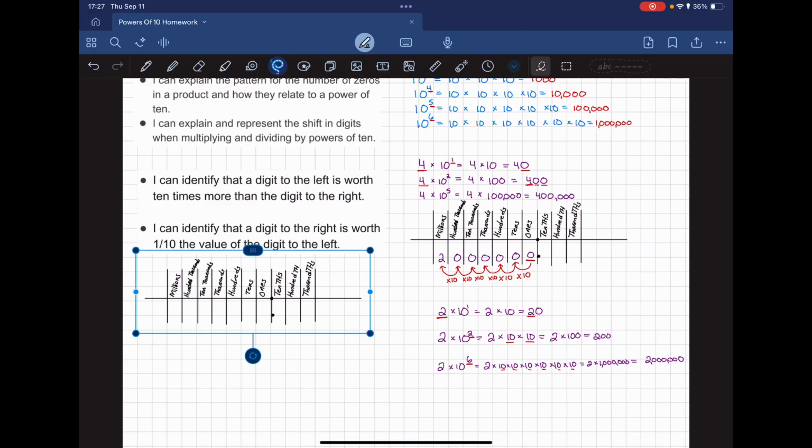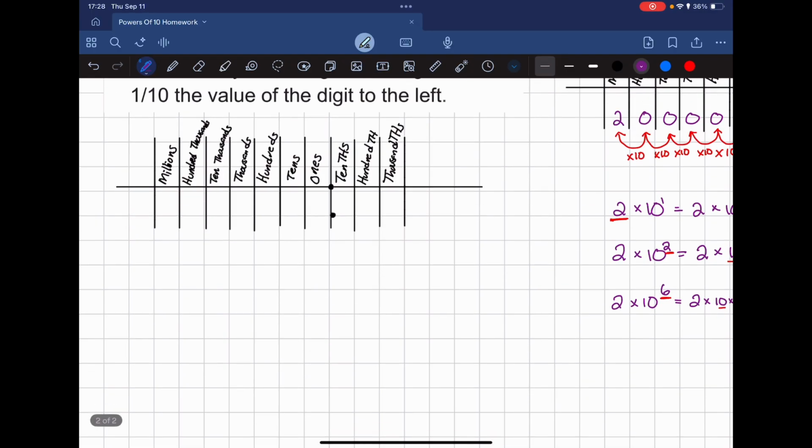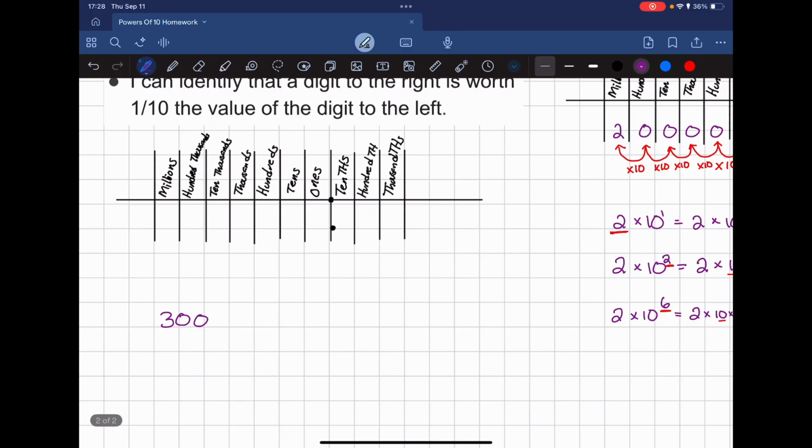Now we are going to be shifting by dividing. What that means is, if I have a number, I'm going to use a different number this time just to switch it up a little bit. Let's say I have 300. If I have the number 300, your students should be able to place this onto the chart. I have a 0 in my ones place, a 0 in my tens place, and a 3 in the hundreds place. Just like this.